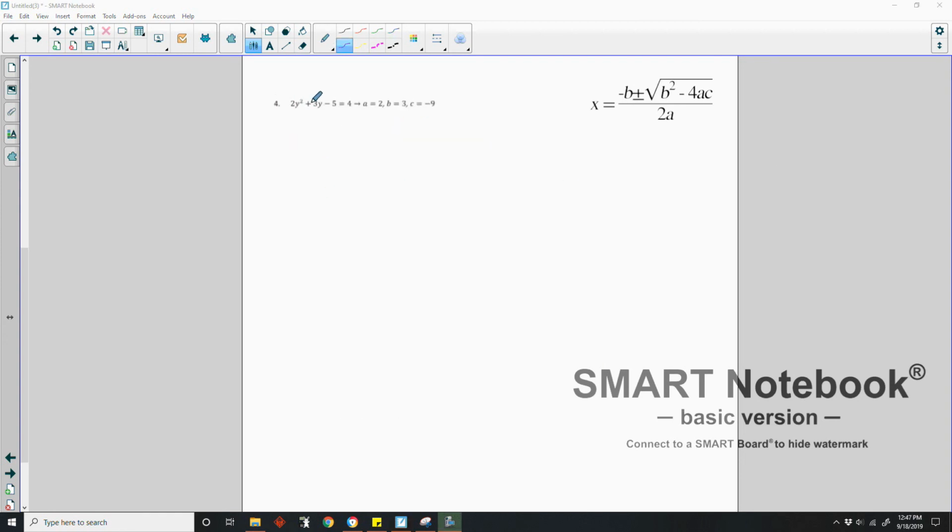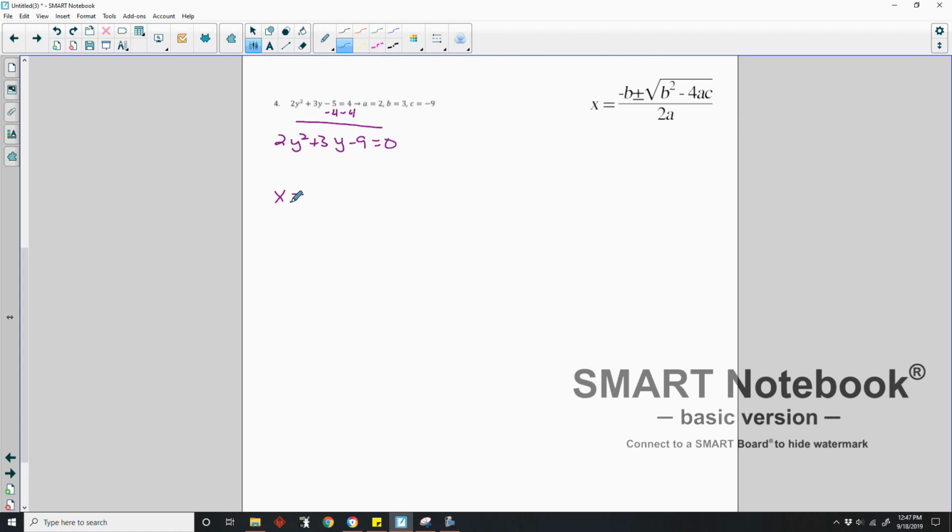Okay, number 4, 2y squared plus 3y minus 5 equals 4. Again, we need to get this to equal 0, so I need to subtract 4 from both sides. And when I do that, I get 2y squared plus 3y minus 9 equals 0. So that's where the a is 2 comes from, b is 3, and c is negative 9.